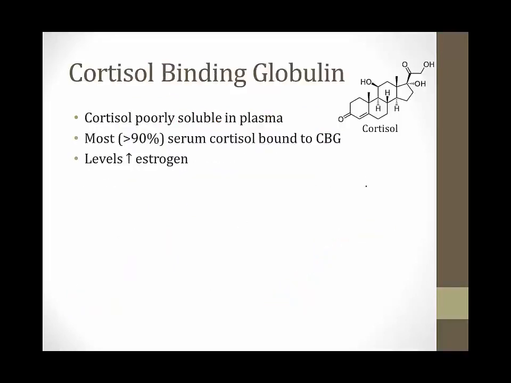Cortisol is made up mostly of carbons and hydrogens, as you can see from its structure shown on the screen here. This means it is poorly soluble in plasma, therefore it needs a carrier protein in order to help it move through the bloodstream. That carrier protein is called cortisol binding globulin, and most of your serum cortisol, more than 90%, is bound to CBG. And just like thyroid binding globulin, cortisol binding globulin increases when levels of estrogen go up, such as in women who are pregnant or women who are taking contraceptive pills.